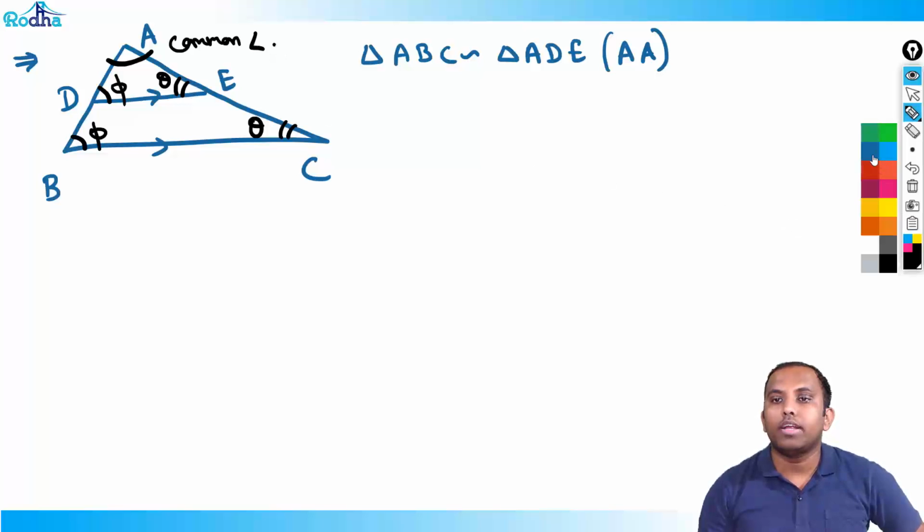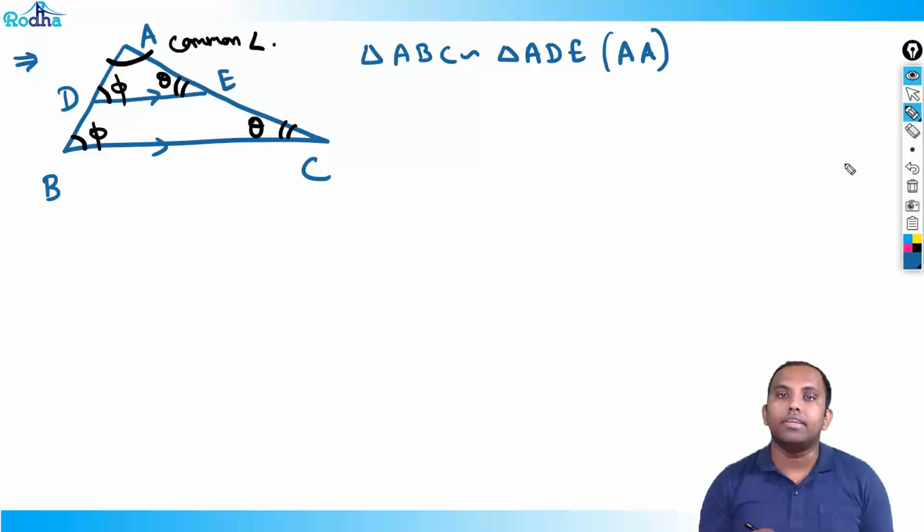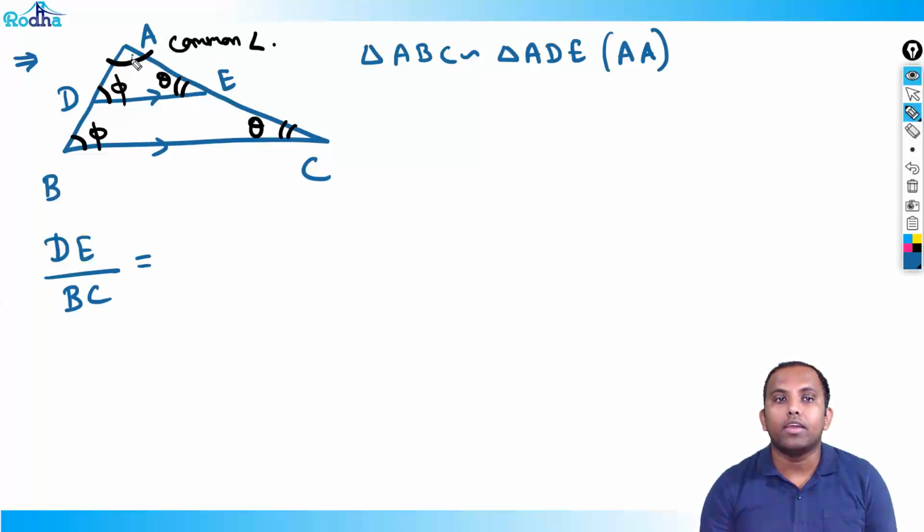So how to write a ratio of sides now? Sometimes the diagram will be easy, sometimes difficult. Here you can directly say DE upon BC or AD upon AB, but in tougher diagrams, like in the next one, you can't simply write. So in this case, I suggest you follow it angle-wise. Pick any angle, suppose you pick the common angle first. In triangle ADE, the side opposite the common angle is DE, and in triangle ABC, it is BC. So my first ratio is DE upon BC.